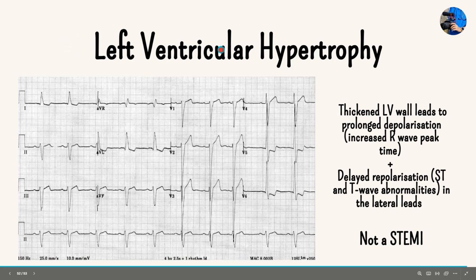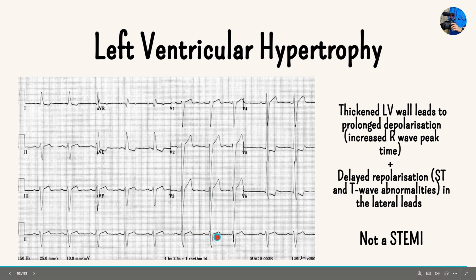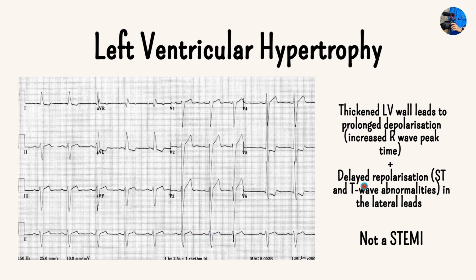Left ventricular hypertrophy, this is sometimes a little bit tricky because what you've got is increased R wave peak time. Look at these R waves. I mean, these are just very tall. They're very tall, right? They're running into each other actually. And the problem here is sometimes people might think, if you look at that, it might look like an ST or a T wave abnormality in the lateral leads here.